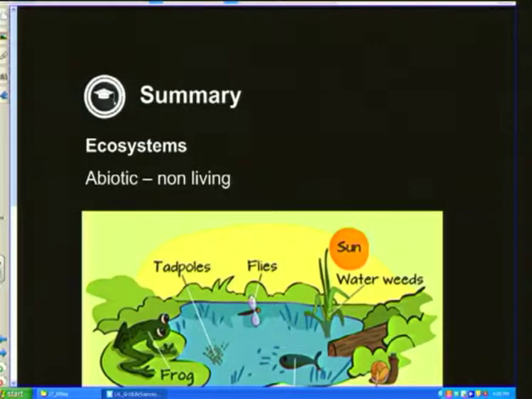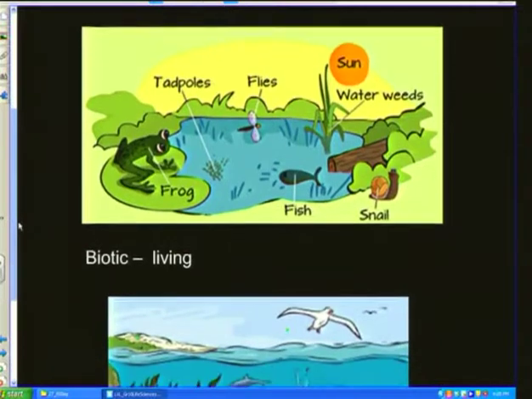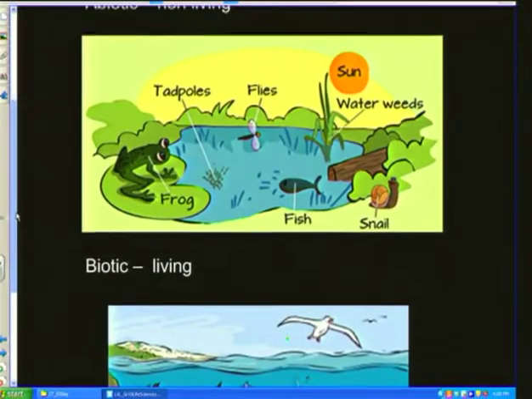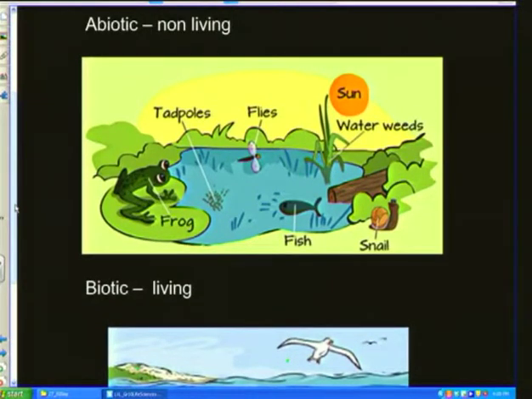Nice. Okay, so let's talk about abiotic, non-living. If we look at our little diagram here, we've got tadpoles, we've got flies, we've got a frog, we've got a fish, we've got a snail, we've got water weeds. Cool. The problem is they're not abiotic. Those are all our biotic factors. So why do I have this name abiotic and a picture with lots of living things? Because you need to try and spot what the non-living things are.